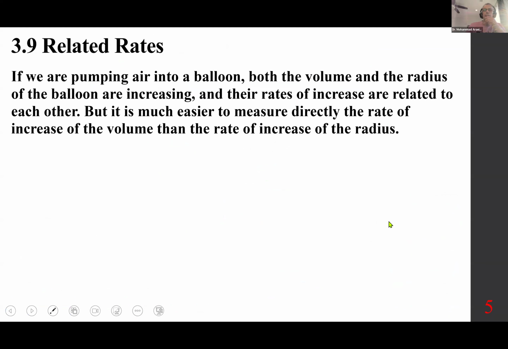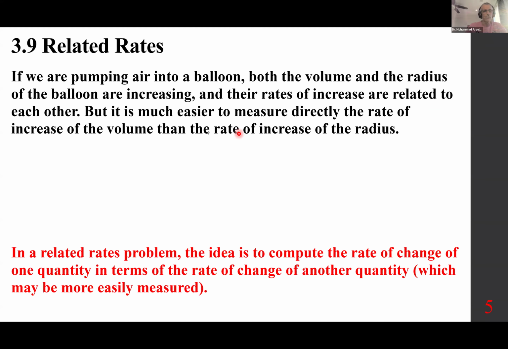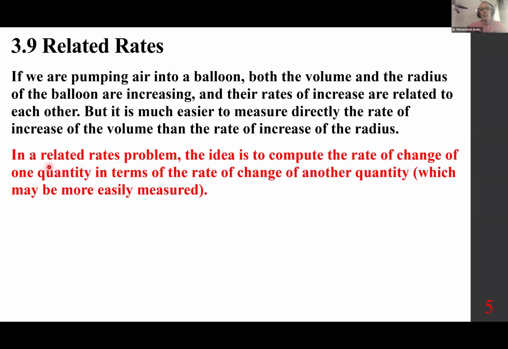Now, related rates. If we are pumping air into a balloon, both the volume and the radius of the balloon are increasing, and the rates of increase are related to each other. But it is much easier to measure directly the rate of increase of the volume than the rate of increase of the radius. So, in a related rates problem, the idea is to compute the rate of change of one quantity in terms of the rate of change of another quantity, which may be more easily measured.